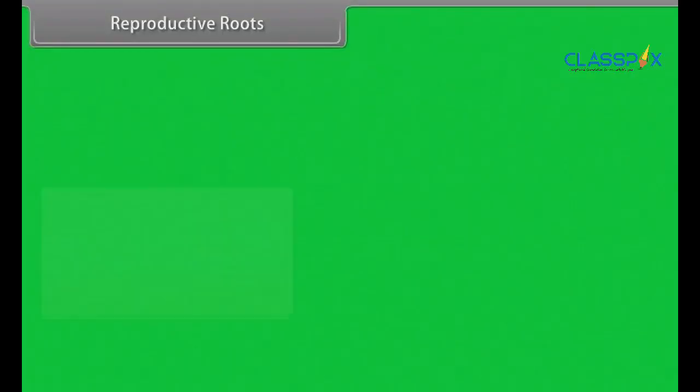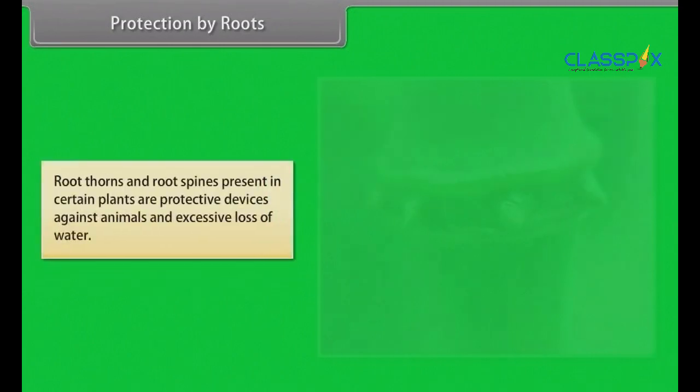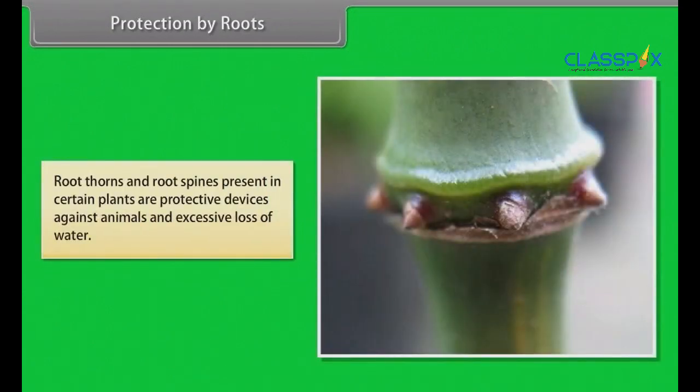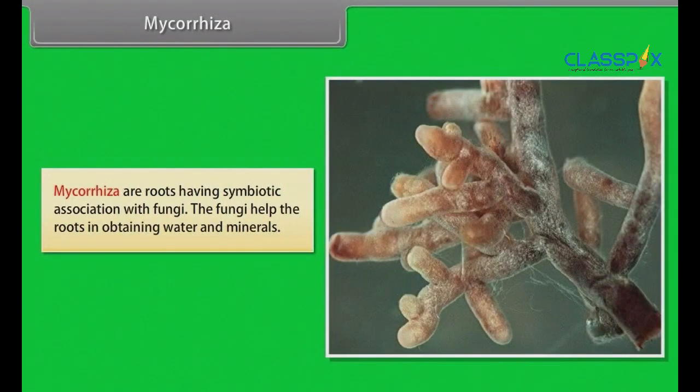Reproductive roots: many roots can develop adventitious buds and take part in vegetative propagation. Examples: poplar, Dalbergia, dahlia, sweet potato. Protection by roots: root thorns and root spines present in certain plants are protective devices against animals and excessive loss of water. Mycorrhiza: mycorrhiza are roots having symbiotic association with fungi. The fungi help the roots in obtaining water and minerals.